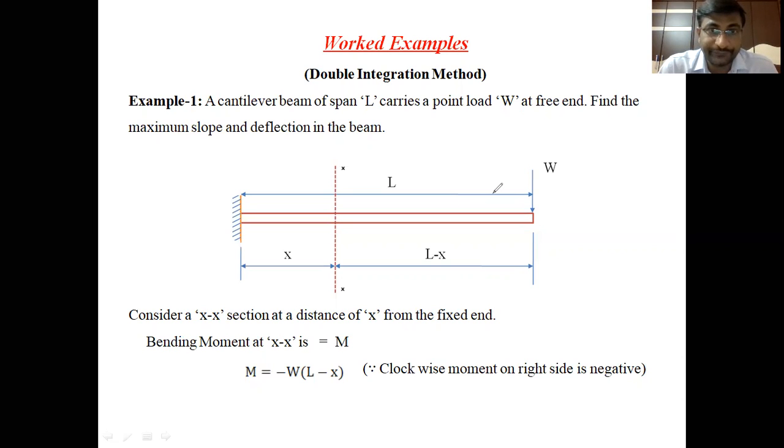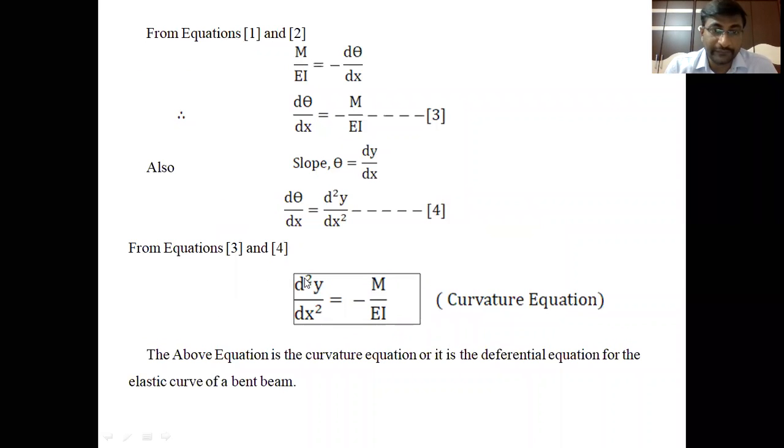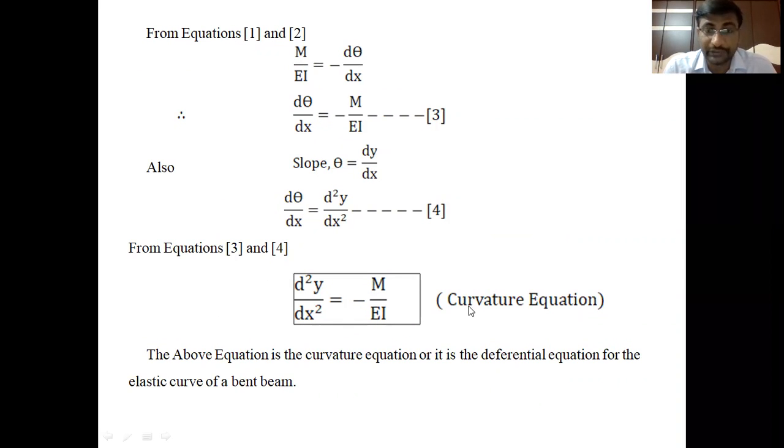In the previous class, we derived the differential equation for the bending curve. It is also called the curvature equation. That is, EI d square y by dx square is equal to minus M, or d square y by dx square is equal to minus M by EI. This is the equation we derived in the last class, which is also called the curvature equation. By solving this curvature equation, we can find the slope and deflection of a bending beam.